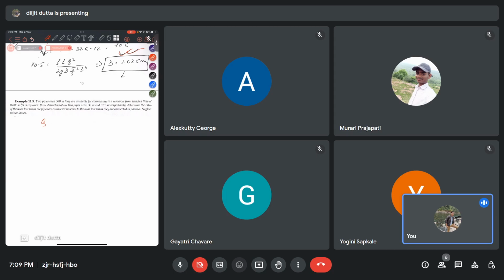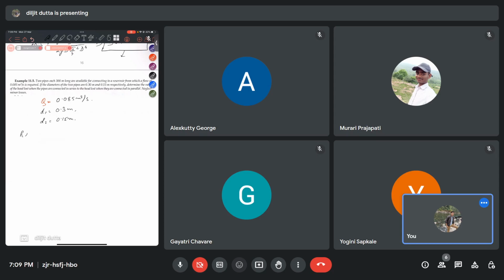So Q is equal to 0.085 meter cube per second. Diameter of the first pipe is 0.3 meter. We have to find the ratio of the head loss HF when they are connected in series and the head loss when they are in parallel.